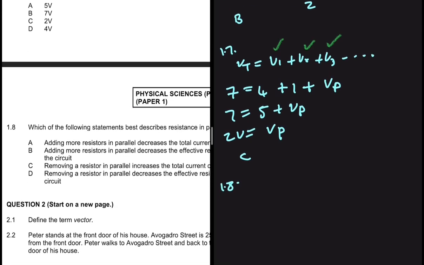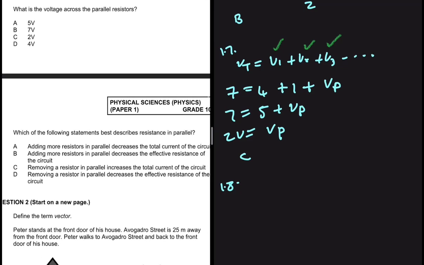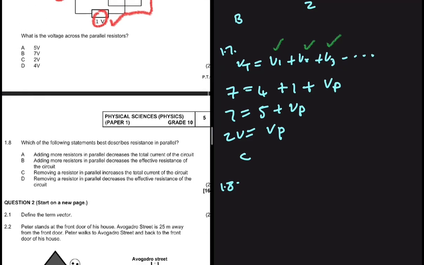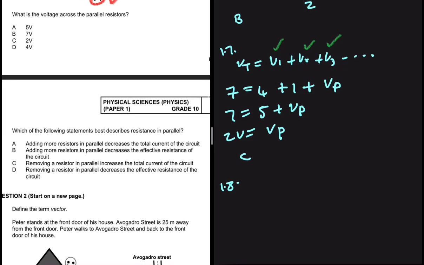1.8. Which of the following statements best describes resistance in parallel? Let's read and see what makes sense. Option A, adding more resistors in parallel decreases the total current of the circuit. That is not true. Option B, adding more resistors in parallel decreases the effective resistance of the circuit. We know that to be true, so the answer to 1.8 is B.